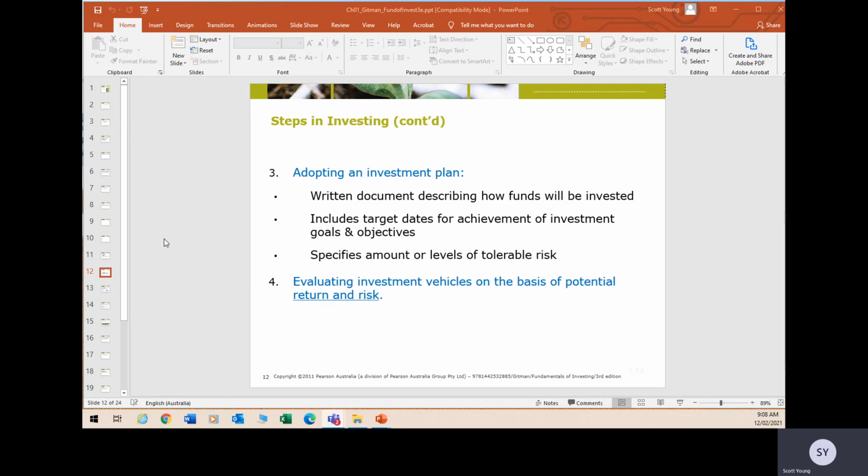Adopting an investment plan, as you can see, is a written document: how you're going to invest, target dates for achievement of investment goals and objectives, and amounts or levels of tolerable risk. So we're setting this out. Again, the risk and return paradigm comes in, and there are no guarantees in investing. We can look at past performance, and we can look at what we typically expect going forward, and we'll cover this in week 4.